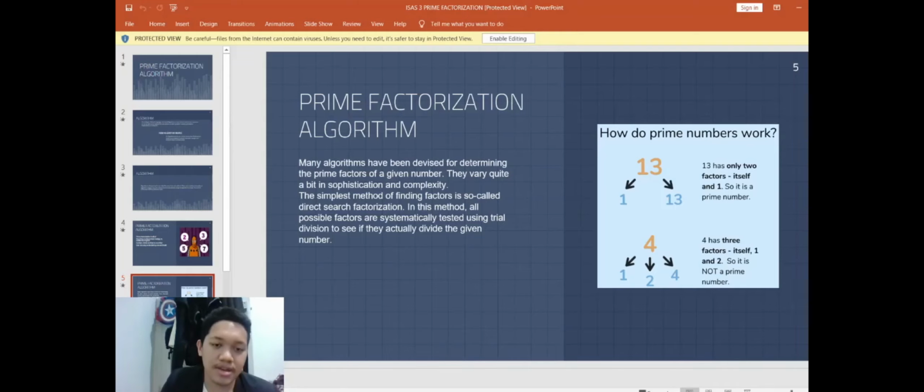The simplest method of finding factors is the so-called direct search factorization. In this method, all possible factors are systematically tested using trial division to see if they actually divide the given number. So maybe that's all from me.